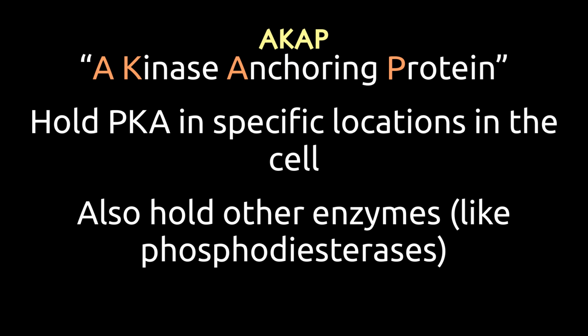Another really interesting one that often gets held by AKAPs are phosphodiesterases. A phosphodiesterase is a type of enzyme that will break down cyclic AMP. Why would you want to have an enzyme that breaks down cyclic AMP really close to your PKA?